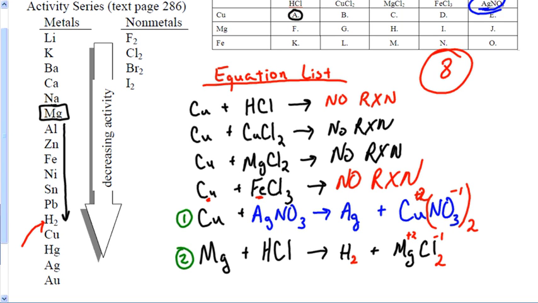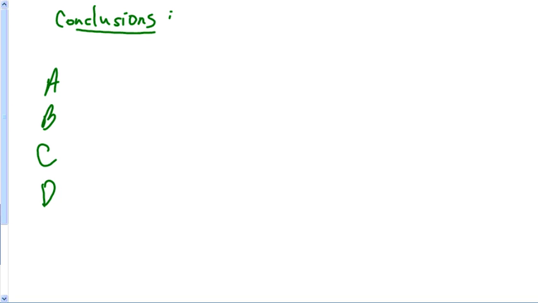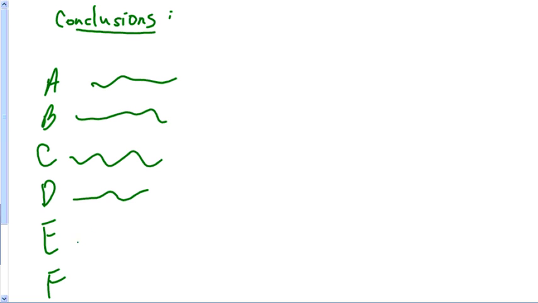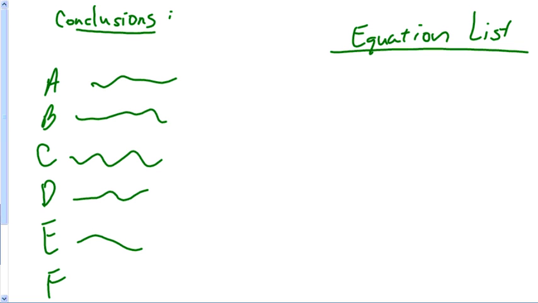So what about conclusions for this lab? Let's insert a blank page. What about conclusions? Conclusions. All right. After you've done this lab, A, B, C, D, E, F, and so forth, you're to have a bunch of observations you wrote, and now you've got this huge equation list. What I want you to do is this: check yourself. See if you were right.